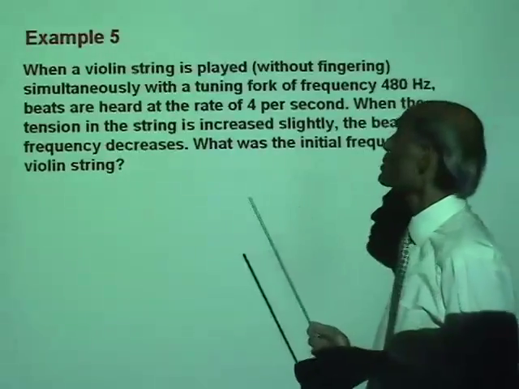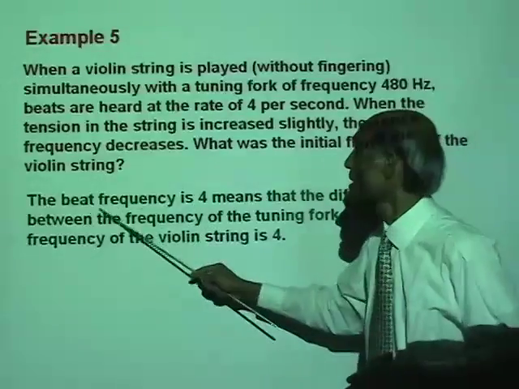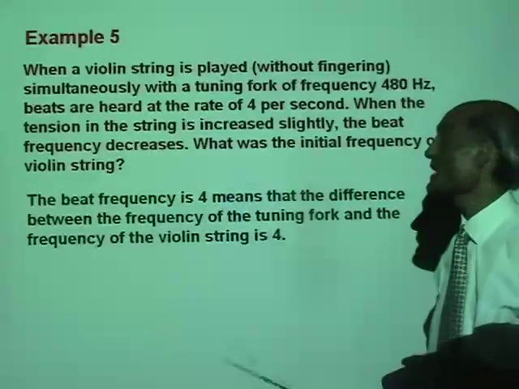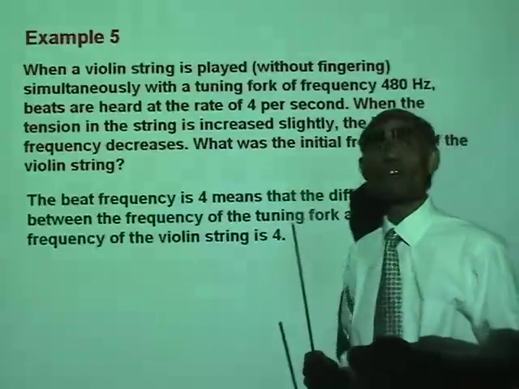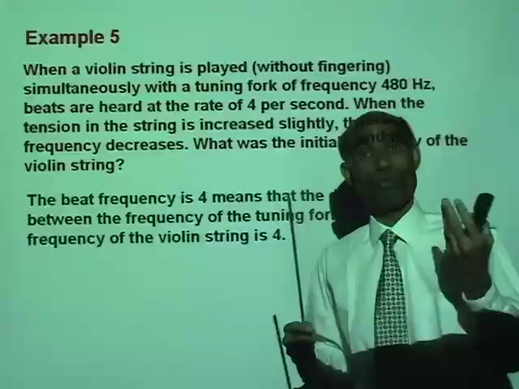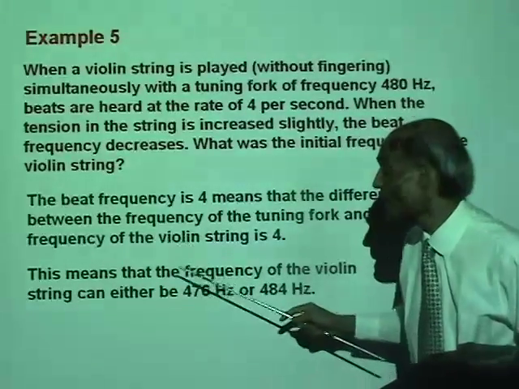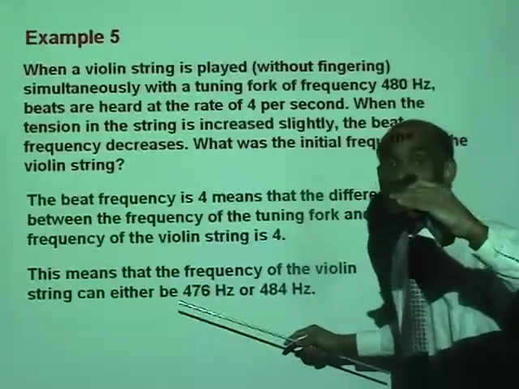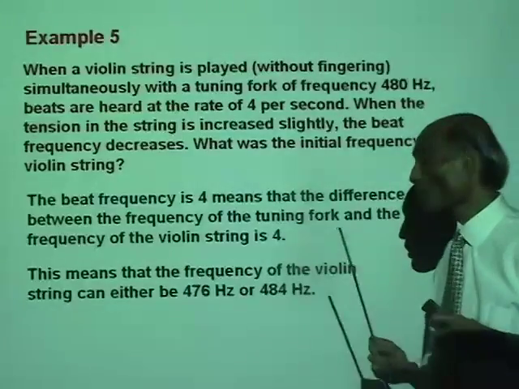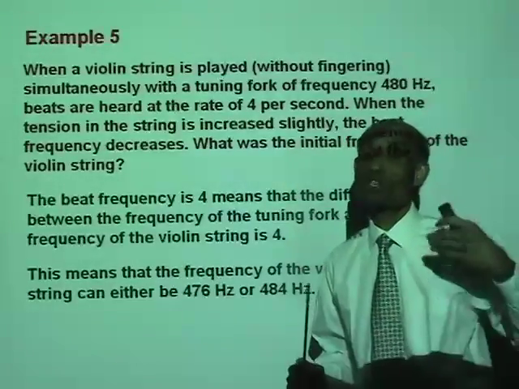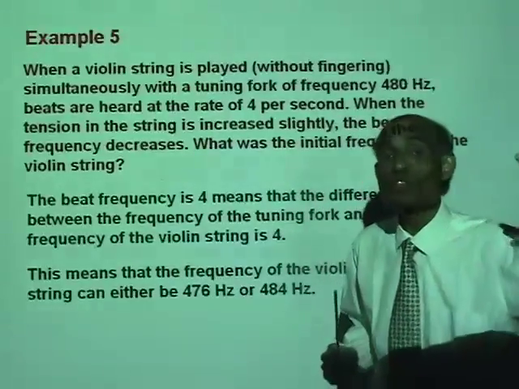What was the initial frequency of the violin string? Alright, the beat frequency is 4, meaning that the difference between the frequency of the tuning fork and the frequency of the violin string is 4. So that tells me that the frequency of the violin string is either 4 less than 480, that is 476, or 484. Now we have to decide which is the actual frequency of the violin string before tuning.